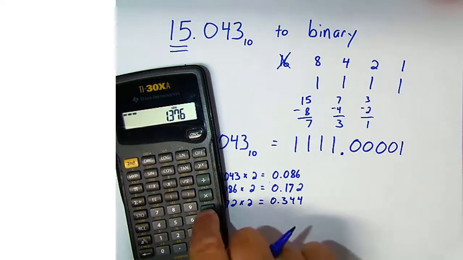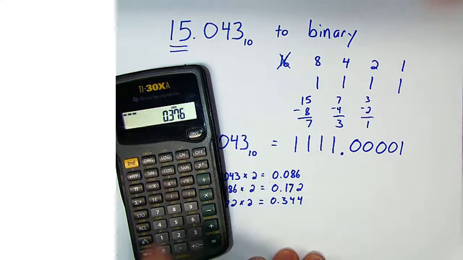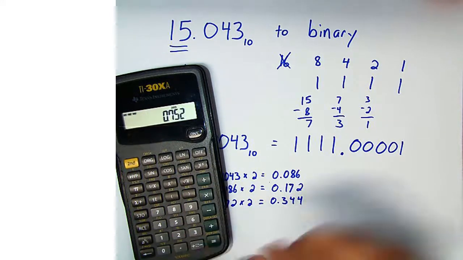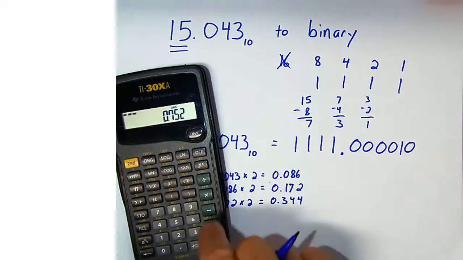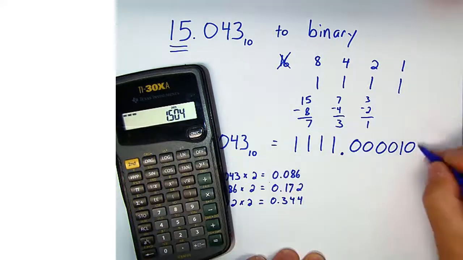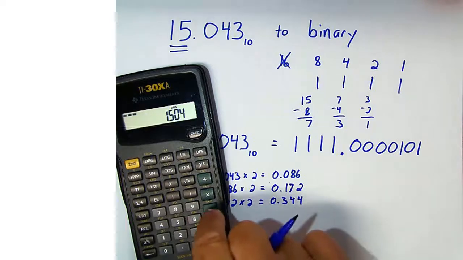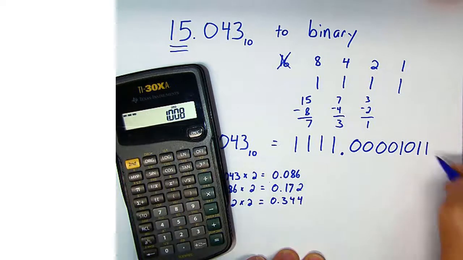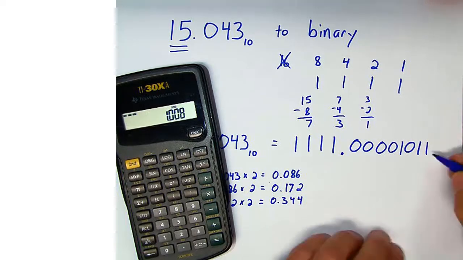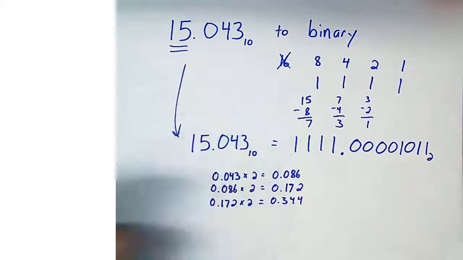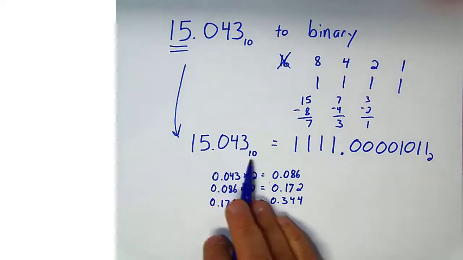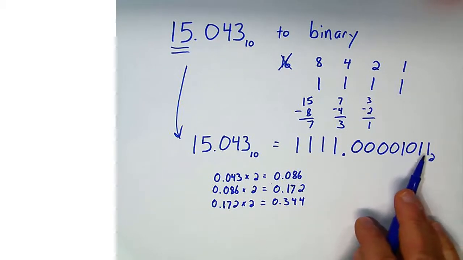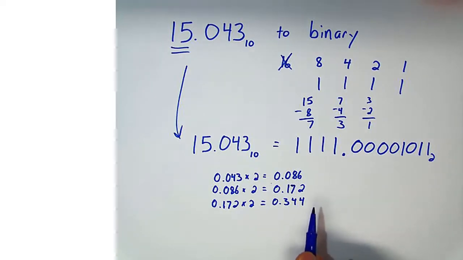Now we can subtract that off and multiply it by 2 again. And we have a 0. Times 2 again, there we hit a 1. Subtract it off, times 2, and we hit another 1. And so you can see that you can crank out these places really, really fast. 15.043 base 10 is 111.00001011 base 2, and that continues on, but we will stop right there.